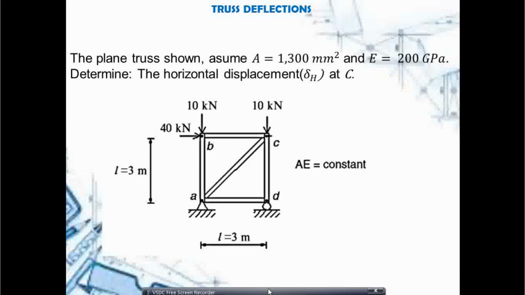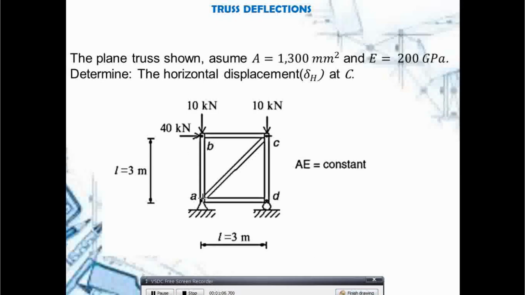So, if I'm going to draw the movement for this truss due to the application of 40 kilonewtons, it will look like this. Originally, point C is here, but because of that 40 kilonewtons, it moved to a certain point. Now, this distance is what we call the horizontal displacement. Why horizontal? As you can see, the movement is along the x-axis. So, that is horizontal displacement.